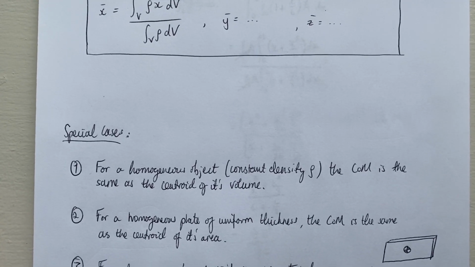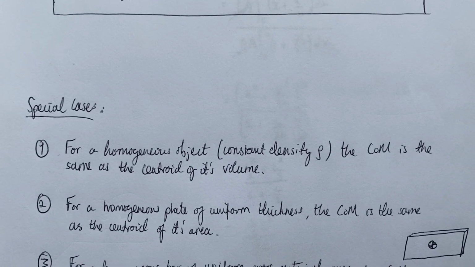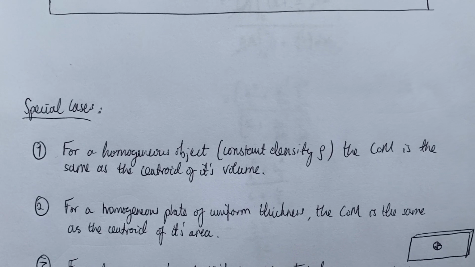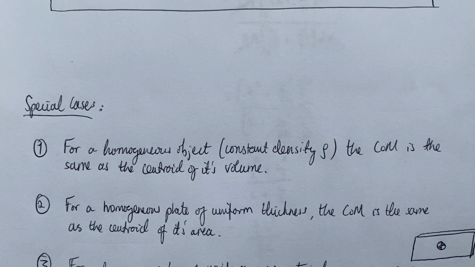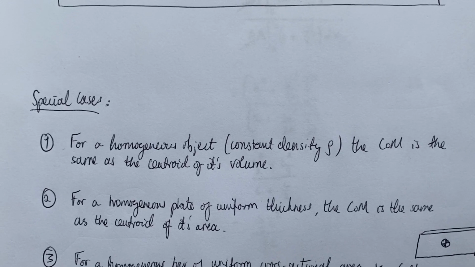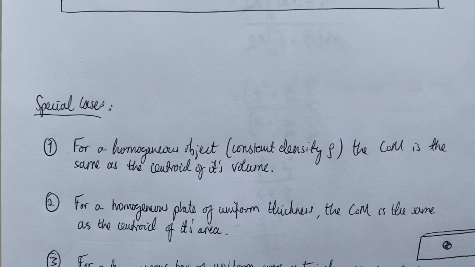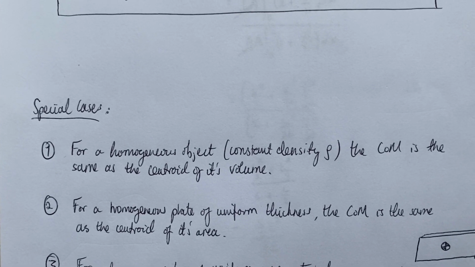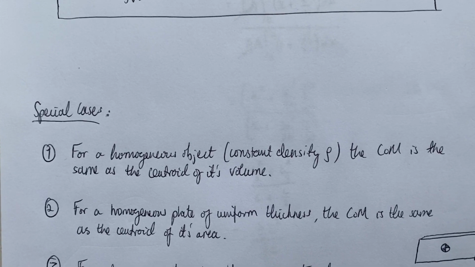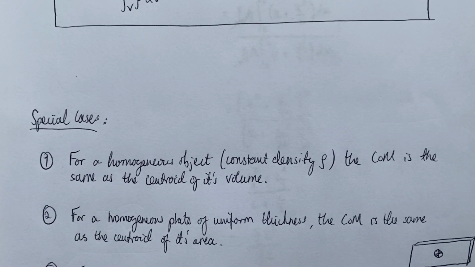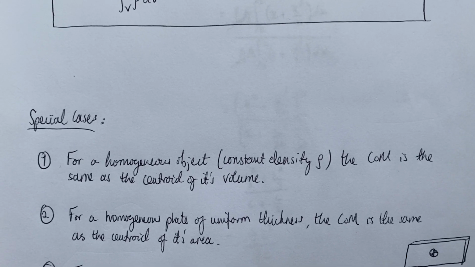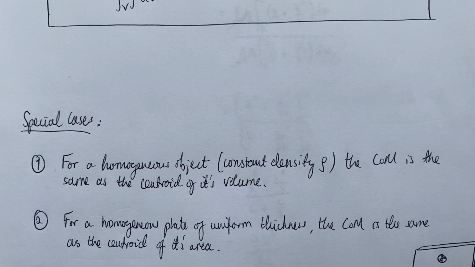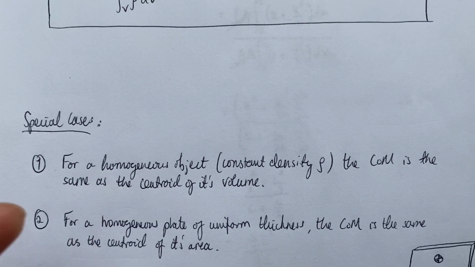So these are the special cases. The first one is that for a homogeneous object, and homogeneous means a constant density, the center of mass is the same as the centroid of its volume, right? You remember we looked at centroids of volumes where we assumed that the mass of the object is constant. So that's just what we're saying here: if we have an object with constant density, or we're dealing with an object that's made up of the same material throughout, we can just calculate its center of mass by finding the centroid of the volume.